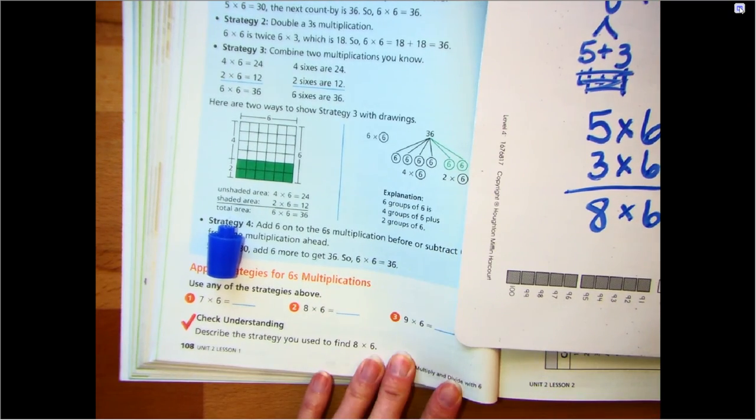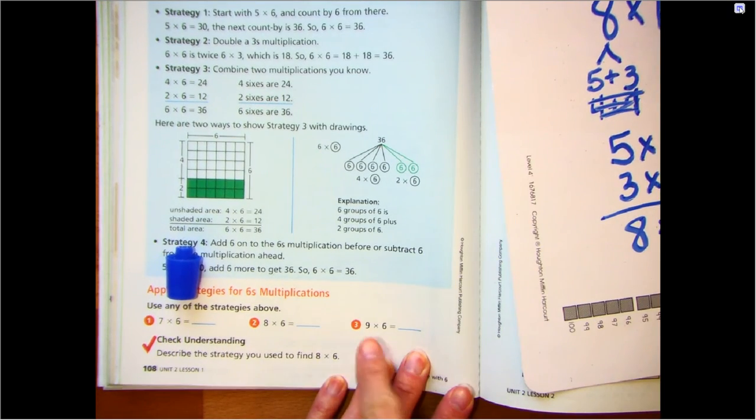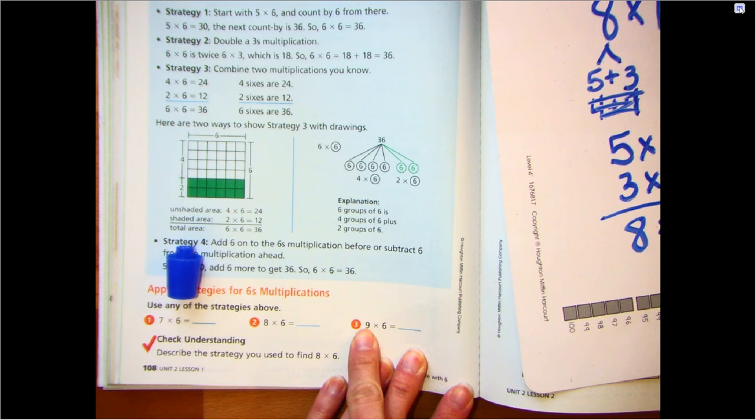Now I want you to try number 3 all by yourself. I know a strategy I might use. I don't know my 6s, but I do know how to use my 9s trick with my fingers. Maybe I know the 9s song. See if you can figure that one out using one of those 2 strategies.